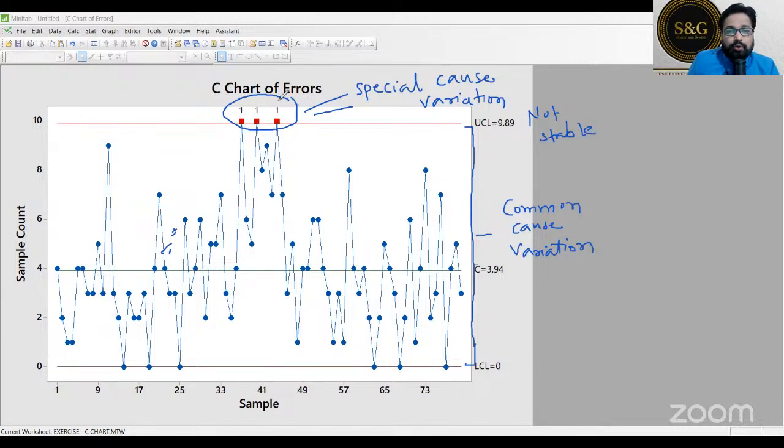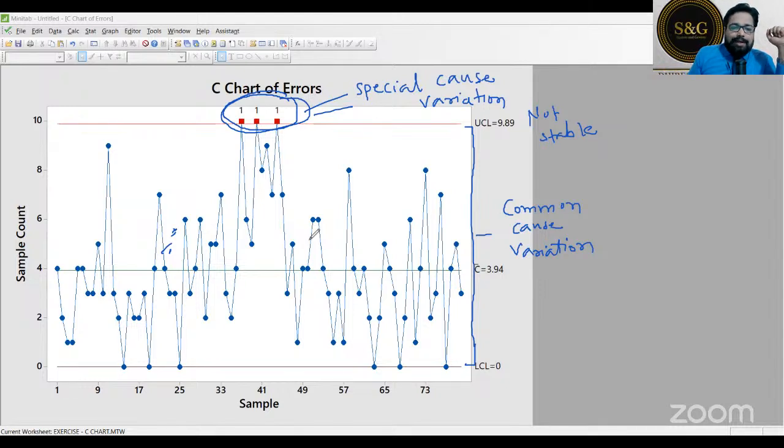In this case, you need to investigate what has happened, why more defects are created. All right. And this is where we need to investigate. What about the LCL touching points? Now, if you observe, the LCL is stopping at 0 because we cannot make negative errors. Are you understanding? So the lowest error we can make is 0.